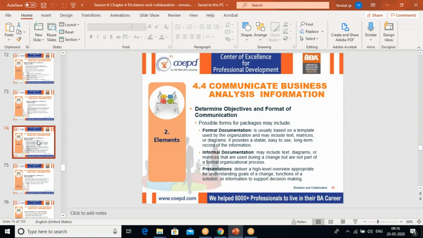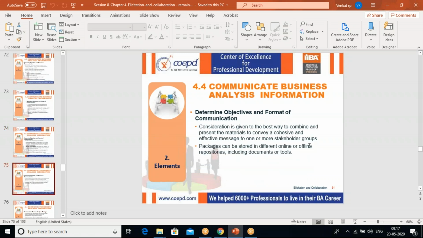And then we have the presentations. In the presentations we will be presenting the goals of the change, functions of a solution, and information to support decision making. So that is what we use presentations for. Let me say if you are stuck in a conflict, then we try to get into those details.